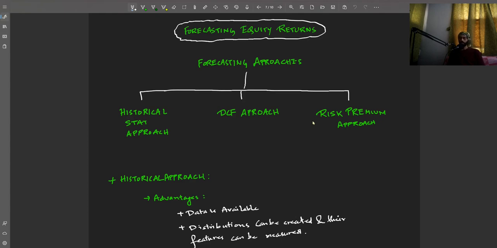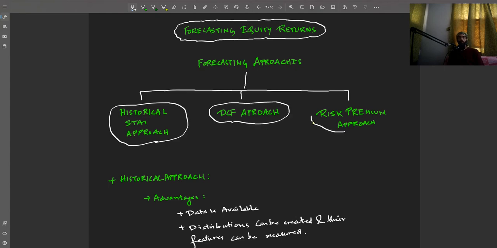Forecasting equity returns. Just like we learned about forecasting fixed income returns, we can apply different approaches to aim at forecasting equity returns too. Primarily in our curriculum we'll be discussing three major ways of forecasting equity returns. The first one is the historical approach, the second one is the DCF approach, and the third one is the risk premium approach. We'll be discussing each one of them one by one. First we'll talk about the historical approach.